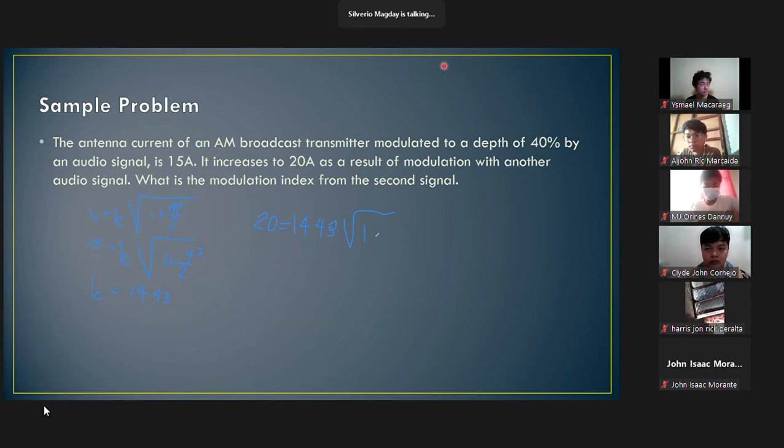Tapos M ulit kino-compute natin dito. So, compute na natin yung M. In order to compute for the second signal modulation index, diba ang MT natin, yung solve natin dyan is yung MT. Diba? MT square root ng M1 squared, which is yung 0.4, tapos dito yung M2, ito yung sinesolve natin, si M2 squared.